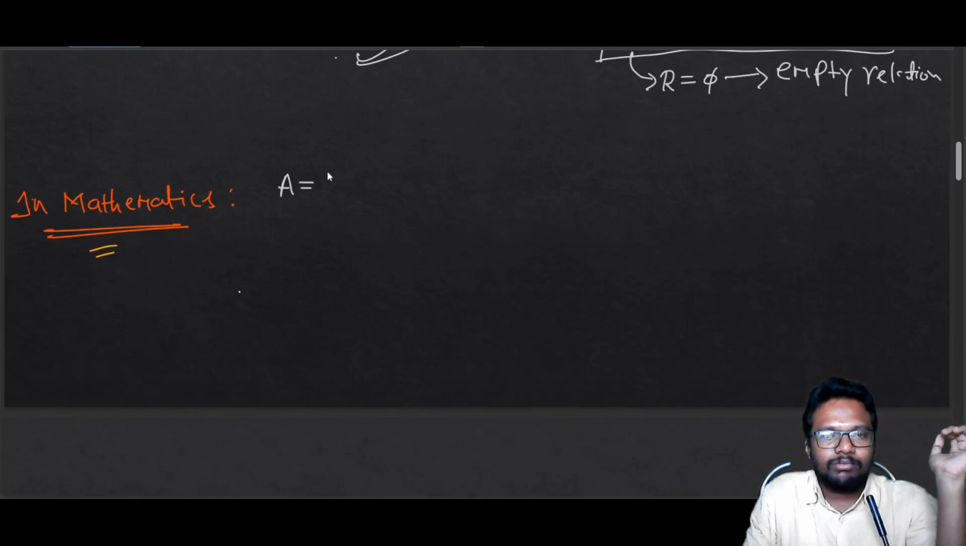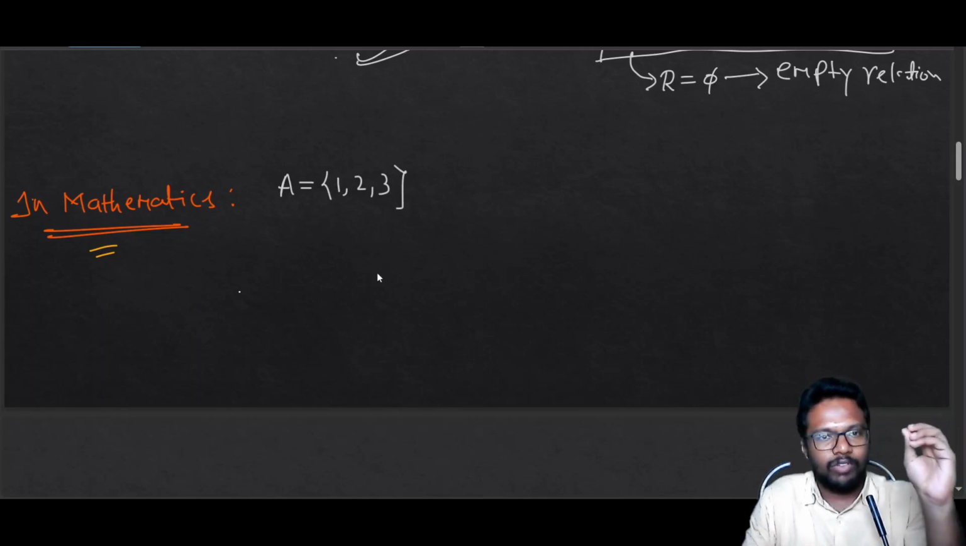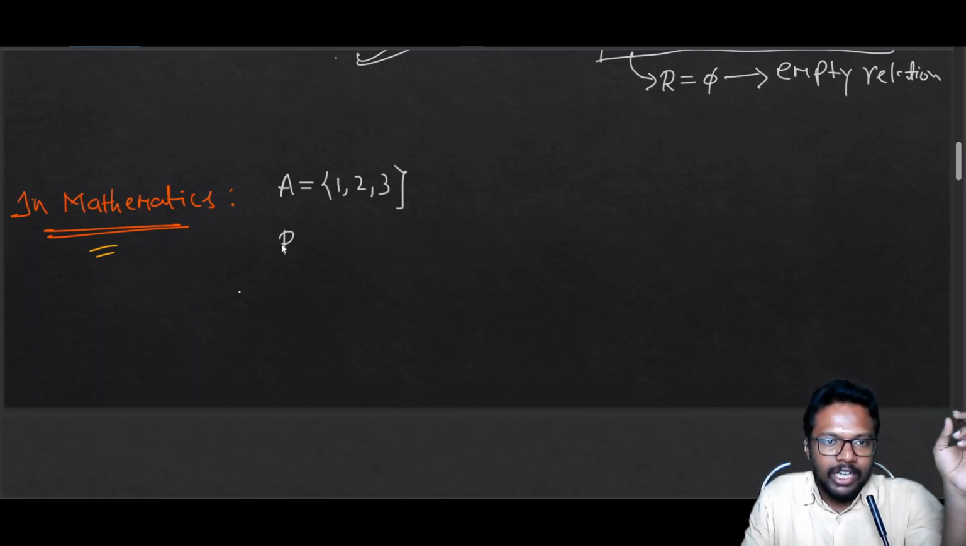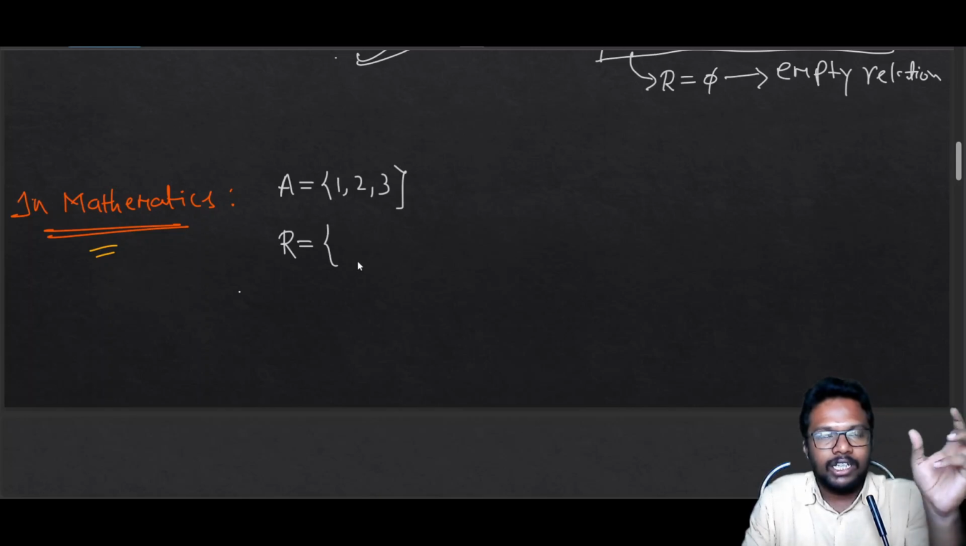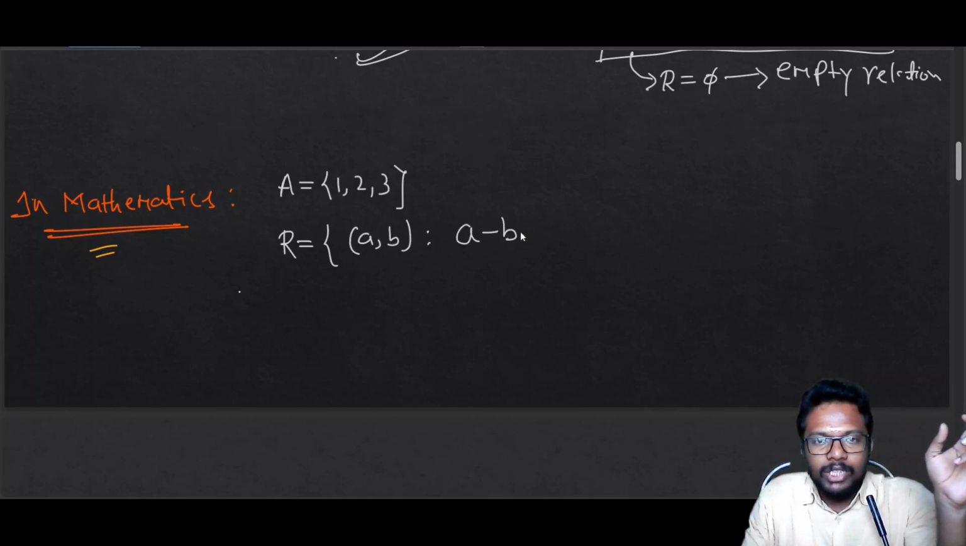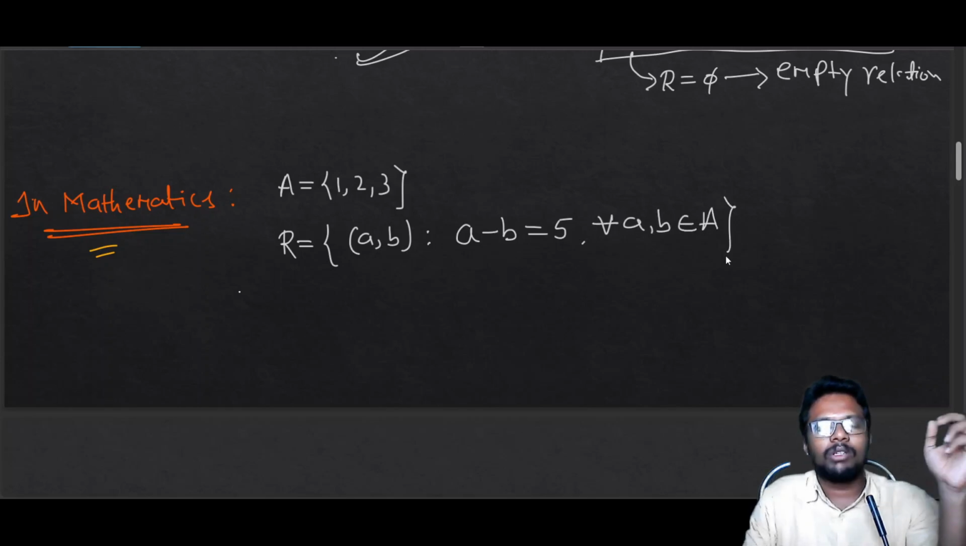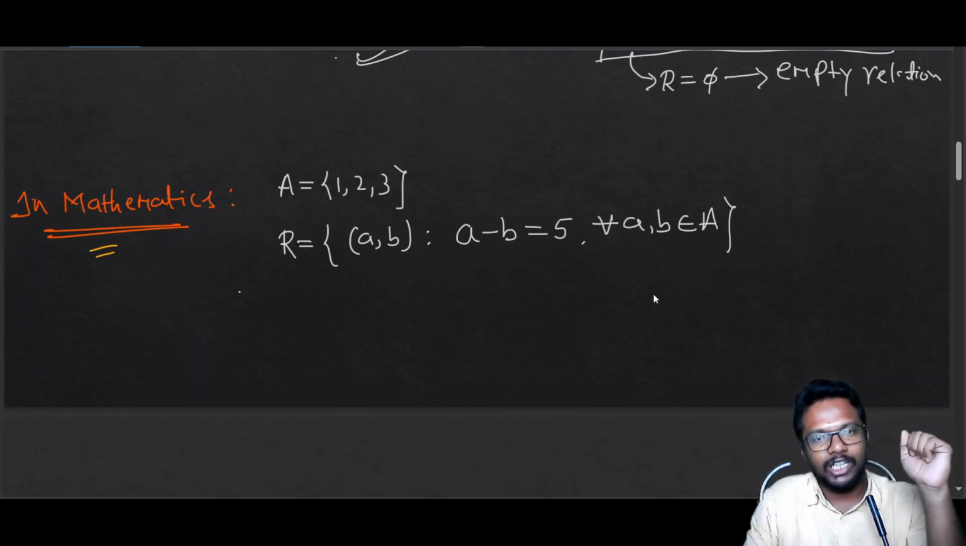So if I consider a set A = {1, 2, 3} and I create a relation R, the ordered pair (a, b) such that a minus b equals 5, for all (a, b) belonging to A. For all (a, b) belonging to A.